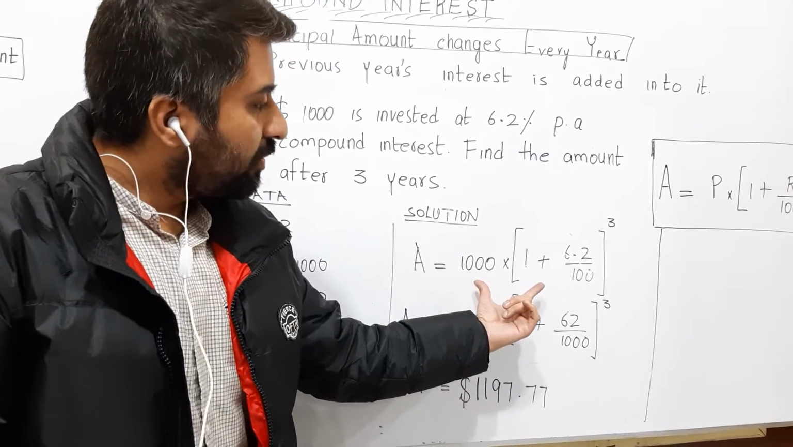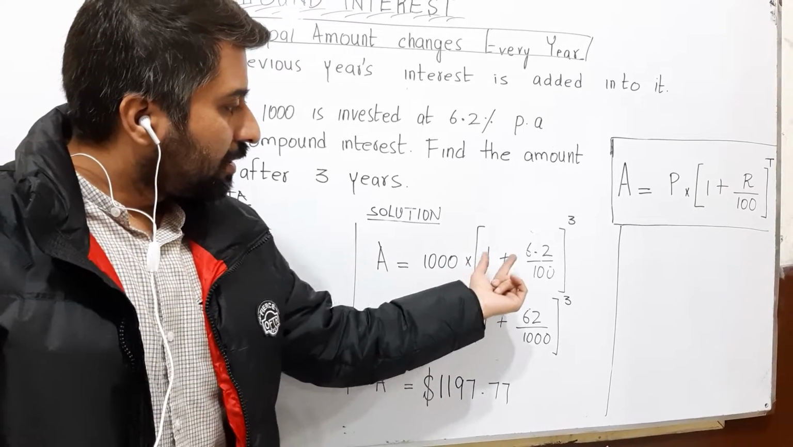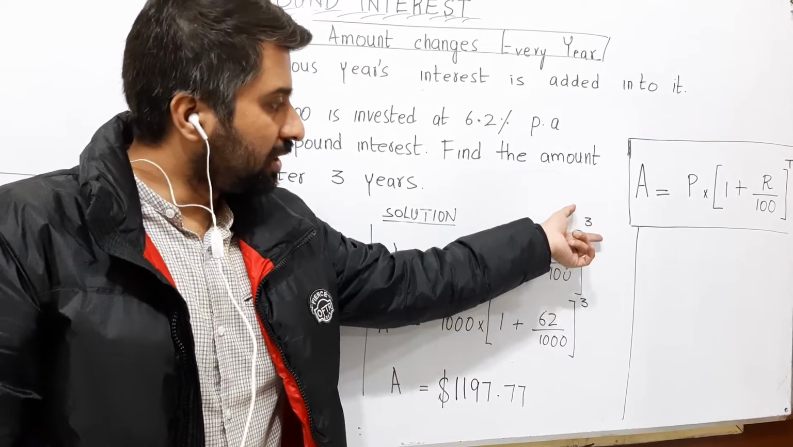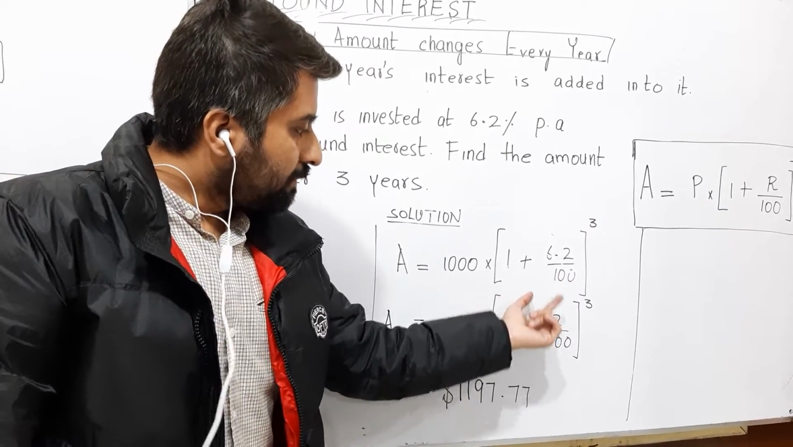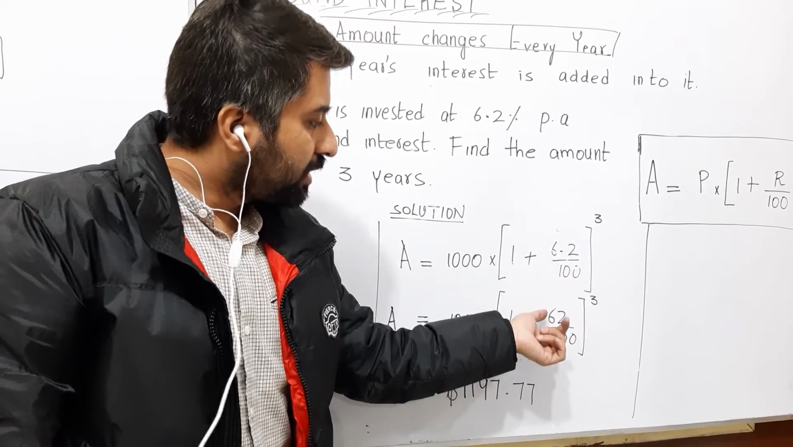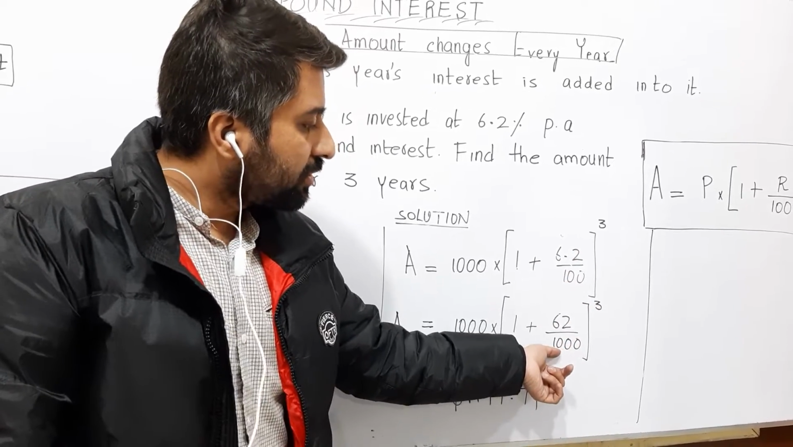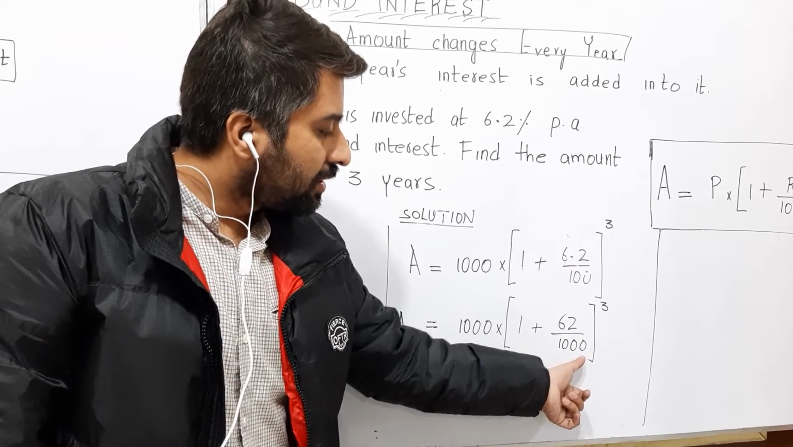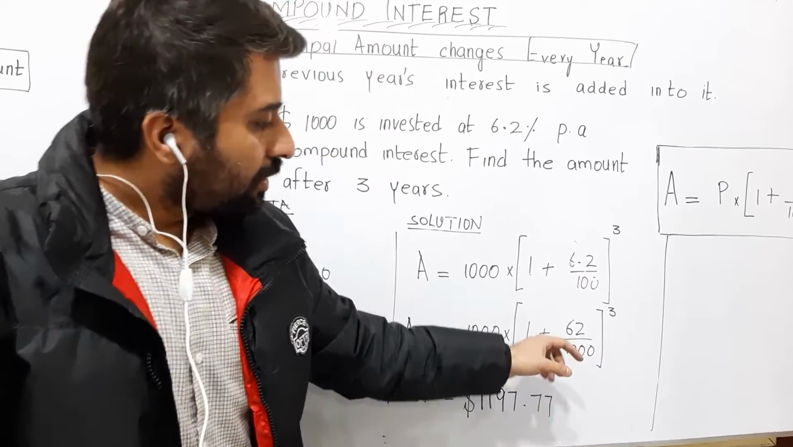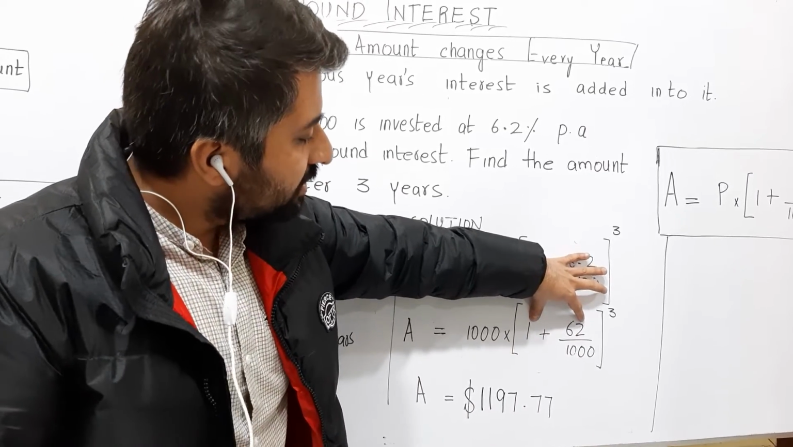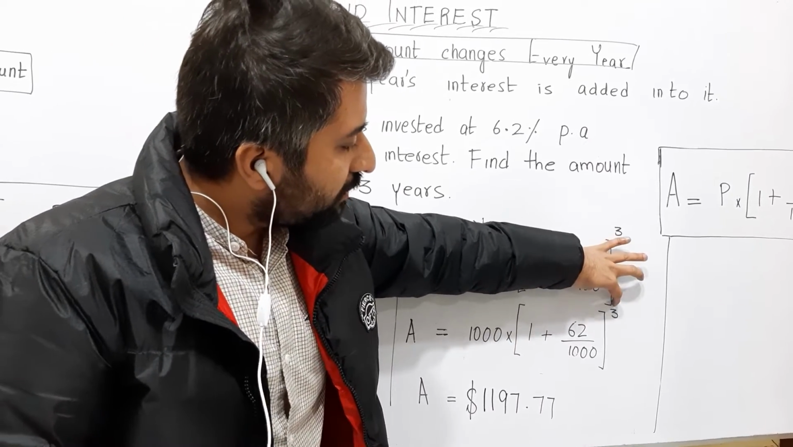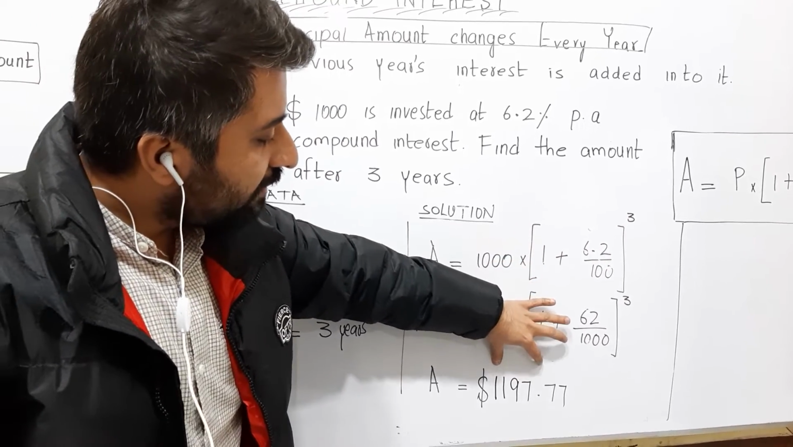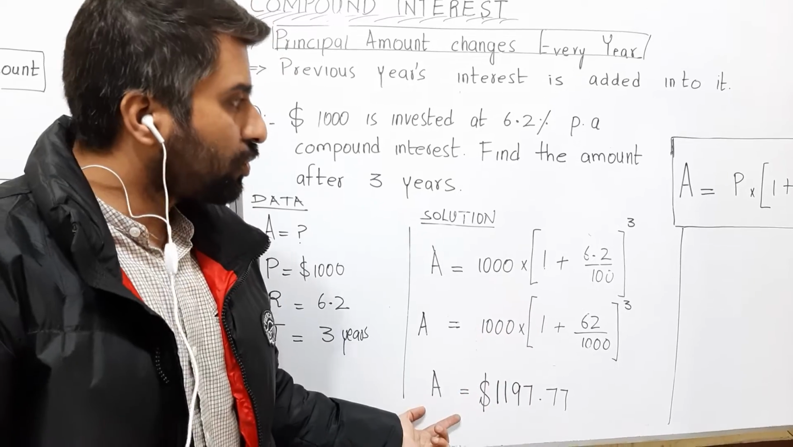Putting the values in the formula, P times 1 plus R over 100, raised to the power T. On simplification, 6.2 will be converted to 62 and 100 will be converted to 1000, because on removing the decimal you add a 0 in the denominator. Upon simplification inside the brackets, then raising the answer inside the bracket to the power 3 and then multiplying it with 1000, you will get $1197.77 as your total amount.